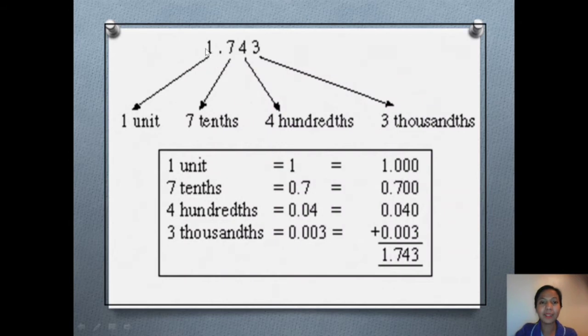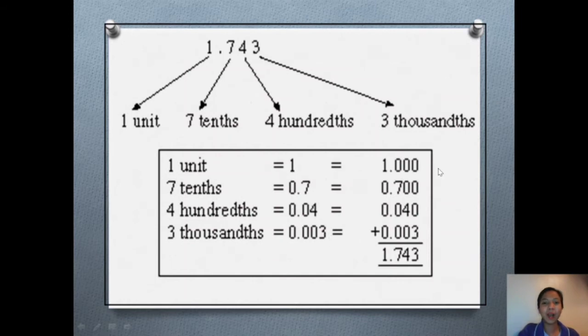Next, the 4 is in the hundredths place. It is written as 0.04 because the 4 here is in the second place. So it must be in the second place here. The rest, just write 0. Understand? Okay, next. 3 here is thousandths. The digit value is 0.003 because the number 3 is in the third place. 1, 2, 3. Same as this. The rest, just make it 0.